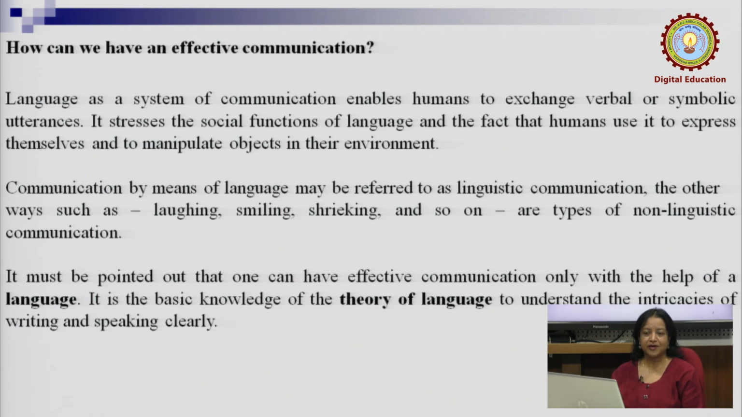Language is a system of communication enabling humans to exchange verbal or symbolic utterances. It stresses the social functions of language and the fact that humans use it to express themselves and to manipulate objects in their environment. Communication by means of language may be referred to as linguistic communication. The other ways, such as laughing, smiling, shrieking, and so on, are types of non-linguistic communication.